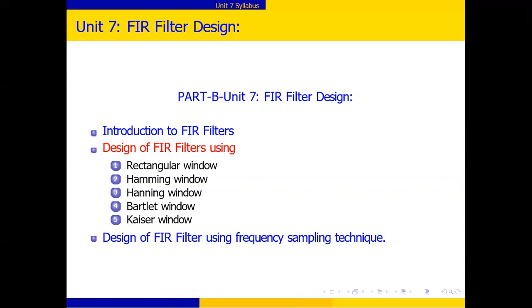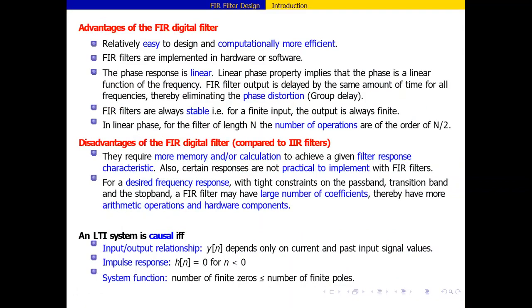Then the next question is using window techniques. The third question is using Fourier series method. And the fourth question is FIR filter design using frequency sampling method. That's it. These are the concepts we are going to learn in the fifth module. Of course, the second half of the fifth module is about the DSP processor. That is a separate part.